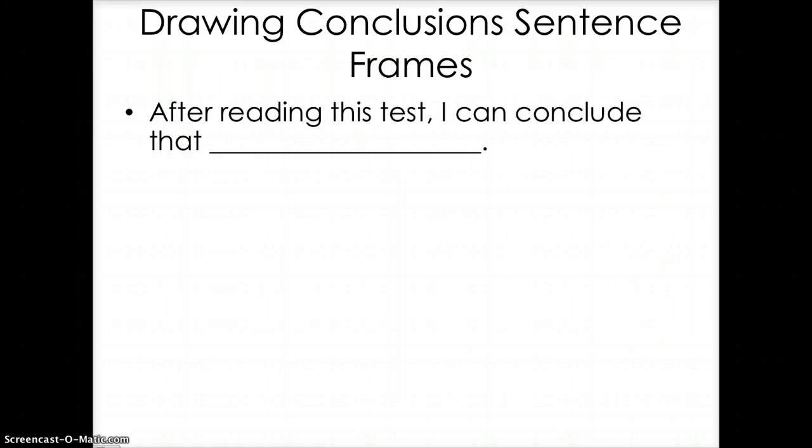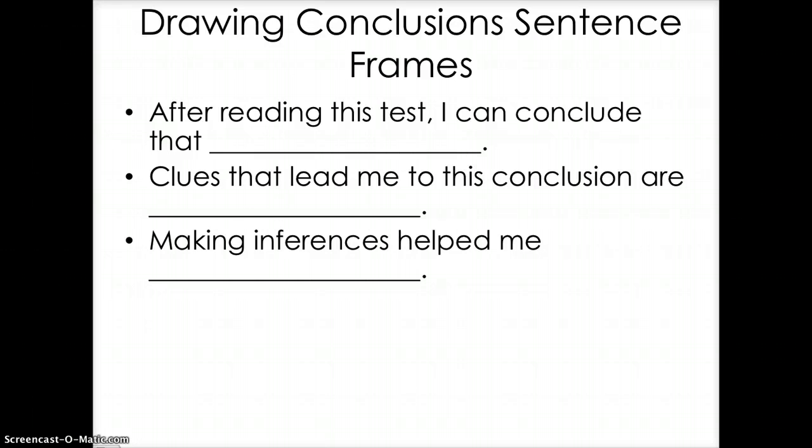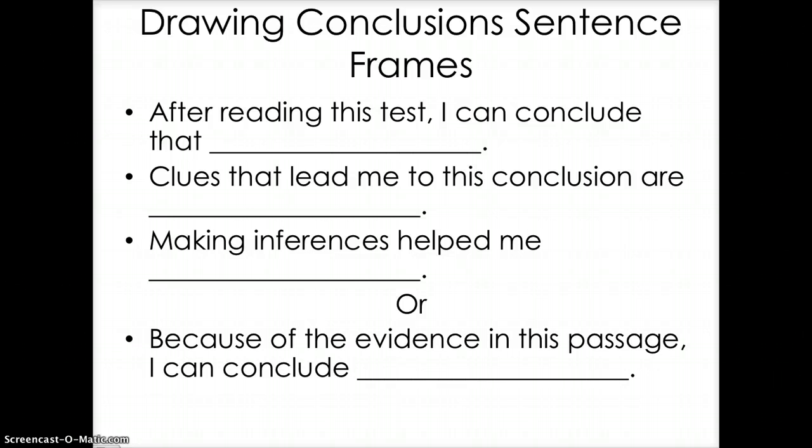When we talk about sentence frames today: after reading this text, I can conclude that... I have not changed that, it should say text. I apologize. Although today you do have a test. Clues that lead me to this conclusion are what clues? Making inferences help me. Or simplified, today we can think about: because of the evidence in this passage, I can conclude blank. That's a much more simple way of looking at it.